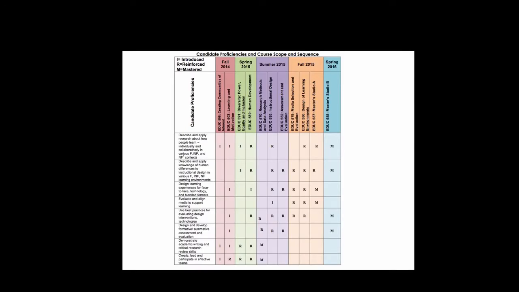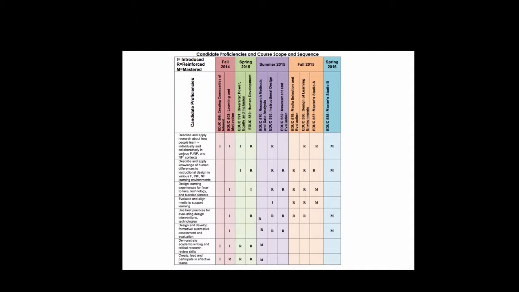There are many examples of scope and sequence tables, sometimes called scope and sequence charts. All you have to do is Google scope and sequence, and you'll see that there are millions of variations of a scope and sequence. I'm showing you one here so you can see what one example looks like, and this is a recent example from a curriculum that we offer at Rossier for the Masters in Learning Design and Technology.